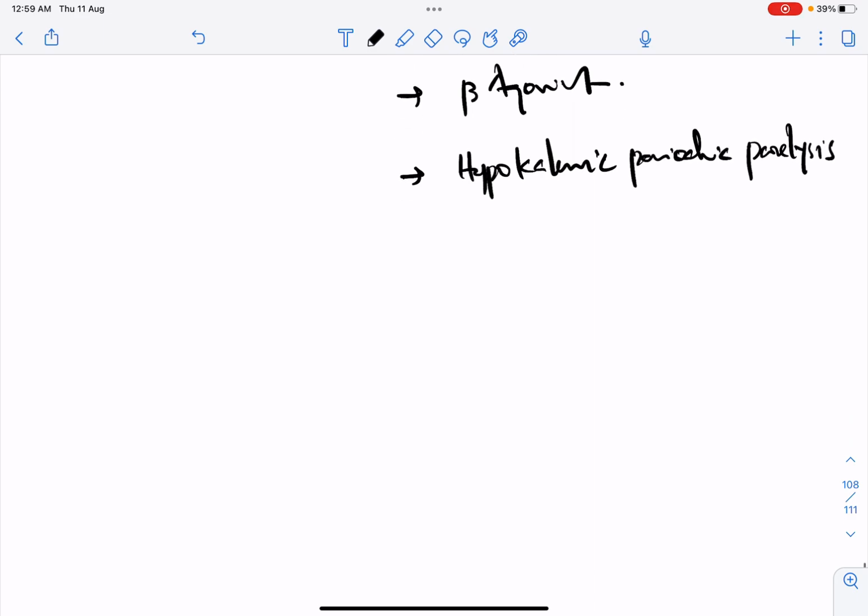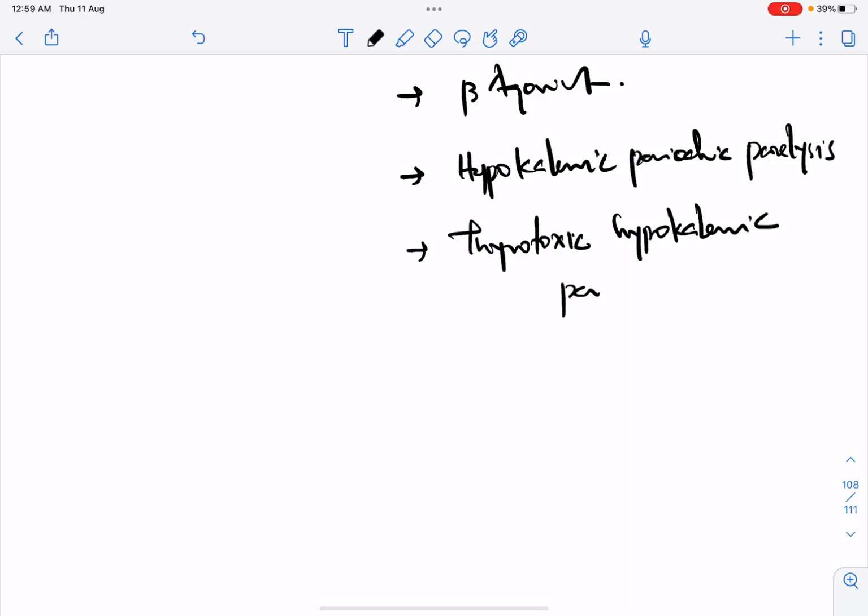Or maybe it is due to thyrotoxic hypokalemic periodic paralysis. Here one is congenital, while the other one is thyrotoxicosis-induced hypokalemic periodic paralysis. So these are the mechanisms or triggers for transcellular shift of potassium.